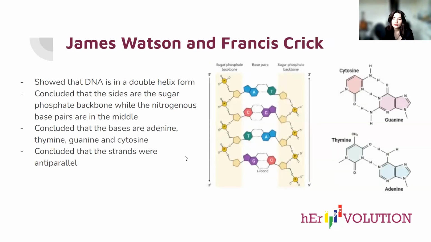Then there was James Watson and Francis Crick, and they showed that DNA is a double helix, and they showed how the strands are meant to be connected. So they concluded that the sides are the sugar phosphate backbone, so the phosphate's on the outside, while the nitrogenous base pairs are in the middle. And they also concluded that the bases are adenine, thymine, guanine, and cytosine, where adenine and thymine are together and cytosine and guanine are together, meaning that these strands are anti-parallel, and that the pyrimidine and purines connect to each other, and it's not anything else.